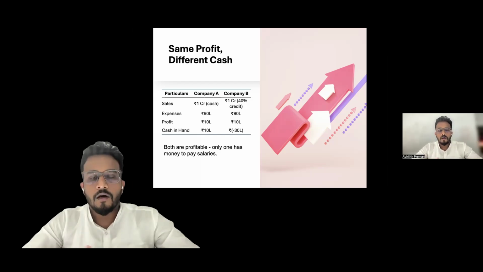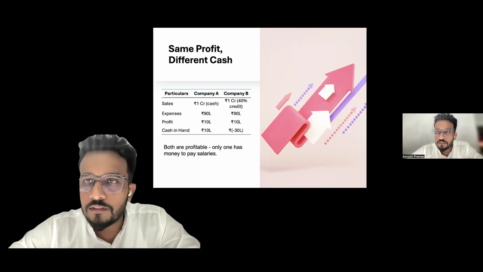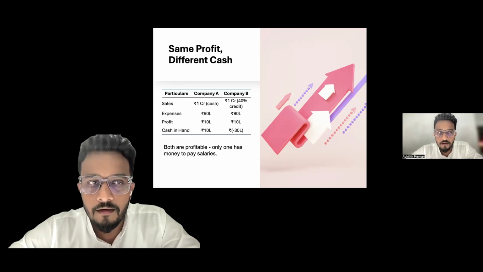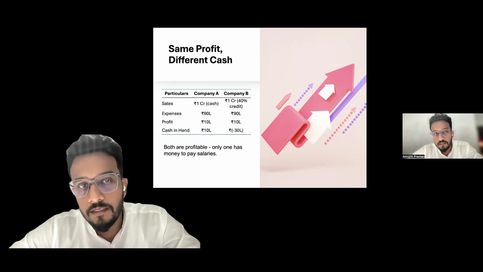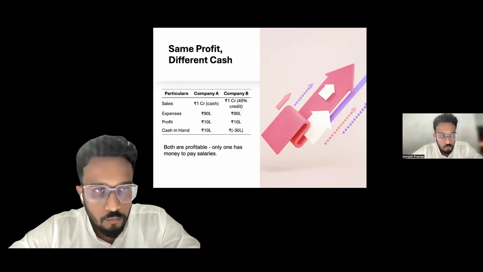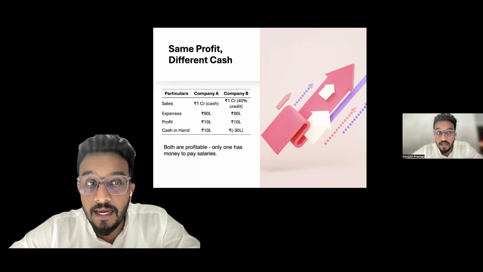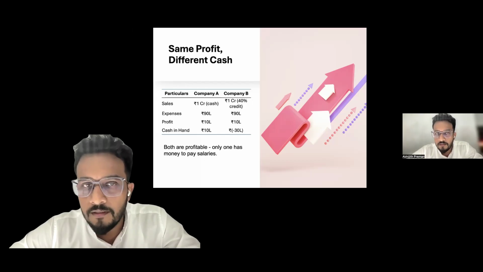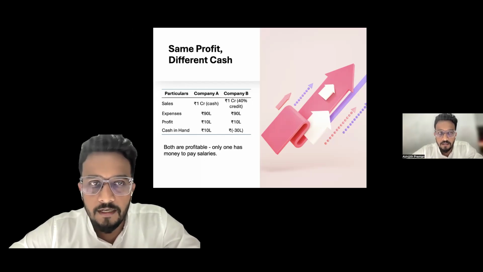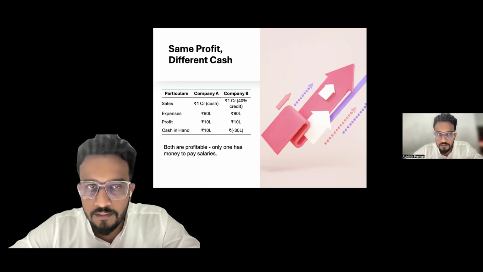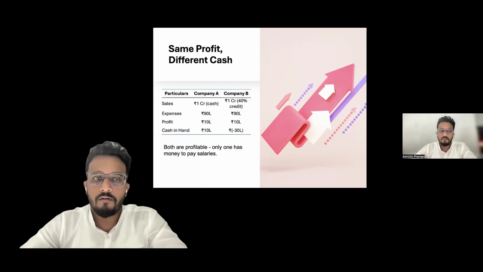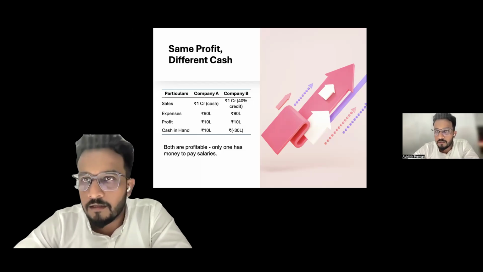Okay. Now, 1 crore is the sale that company A and B both have done. For A, it is completely in cash. So A has received 1 crore rupees. Their expense is 90 lakh rupees. So what is the profit? 10 lakh. And eventually, what is the cash in hand? 10 lakh rupees. The example which I told you earlier. So sales are in cash, expenses are in cash, so you have a profit of 10 lakh and the cash in hand is 10 lakh.